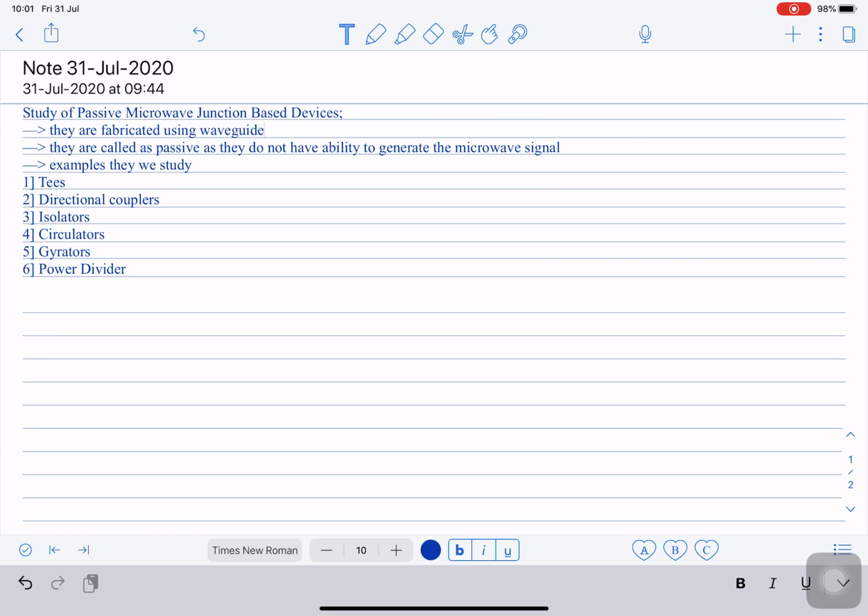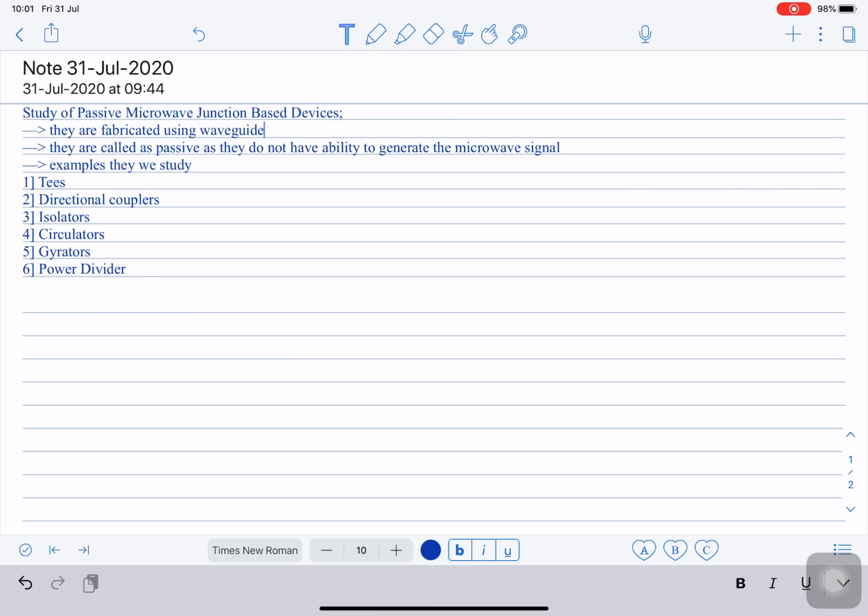On the other hand, the ferrite materials, which are a special type of magnetic material used in the design of isolators and circulators, make these non-reciprocal devices. That means whatever circulators and isolators we are going to design, whatever number of ports they are going to have, the functionality of these ports cannot be interchanged, right? So this thing we will come across when we study the ferrite based devices such as isolators and circulators.